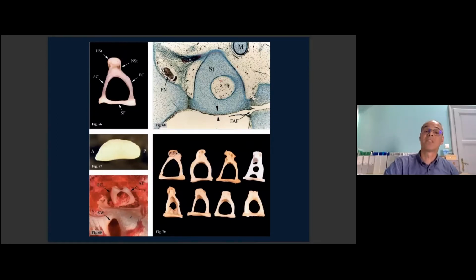Stapes. This is the third bone. The classical form of the stapes is here. This is the foot plate, very thin. The posterior part is curved and the anterior part is straight, and this is the head of the stapes.